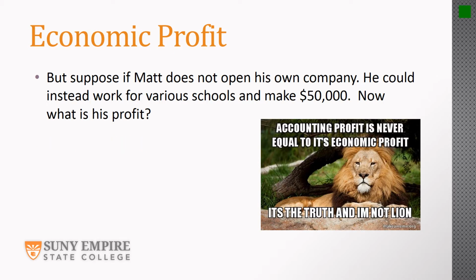But what about the economic profit? When leaving public education, Matt Maddox did not have to open his own company. Instead, he could work for various post-secondary schools, a couple of community colleges, maybe a for-profit institution, and an online state university, and make $50,000 per year. Now what would be his profit?